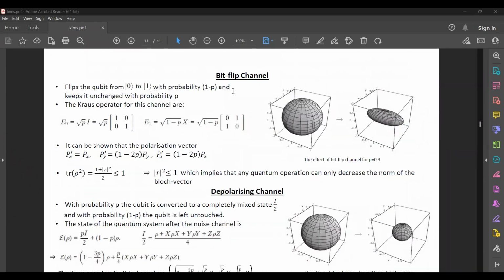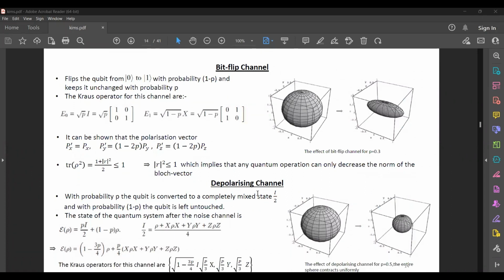I explored two quantum noise channels. First is a bit flip channel, and the second is a depolarizing channel. Bit flip channel means, as I told you, the qubit can be in a state of 0 as well as 1. The bit flip channel flips the qubit from 0 to 1 with a certain probability, and keeps it unchanged with probability p. The Kraus operators for this channel are E0 and E1, which act on the system and take into account the effect of the environment, which is flipping the bit from 0 to 1.